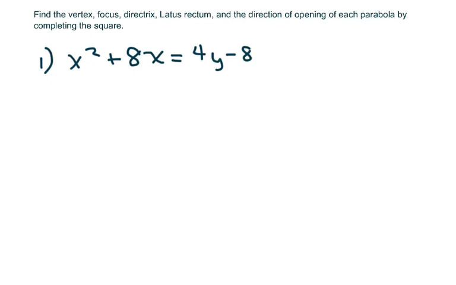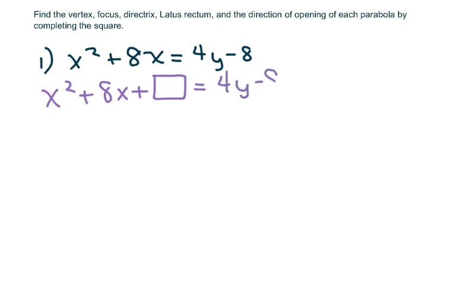Hi everyone. We're going to find the vertex, focus, directrix, latus rectum, and the direction of opening of, I believe, 4 of these parabolas by completing the square. By now you probably already know how to complete the square, but this is how I do it. I put little squares, or boxes, on both sides of the equation. The side you want to complete is this side, because we want to make it a perfect square trinomial.